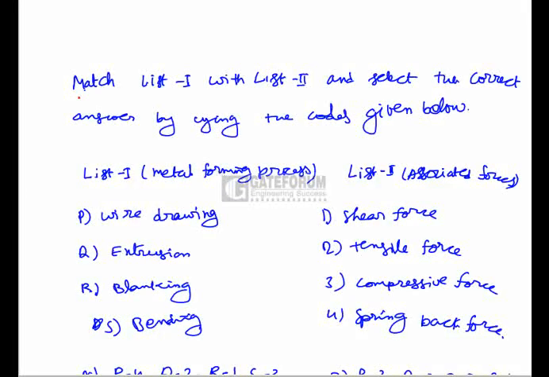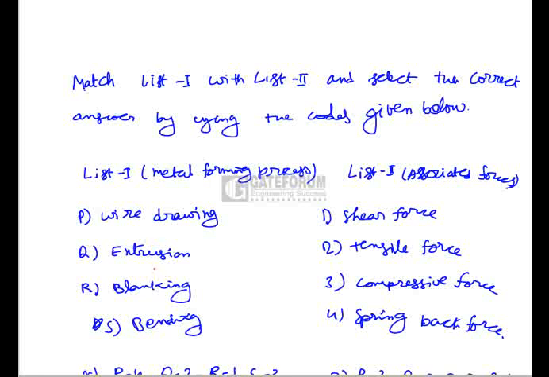Match list 1 with list 2 and select the correct answer by using the codes given below. In list 1 there are 4 metal forming processes, and in list 2 there are associated forces. The processes are wire drawing, extrusion, blanking and bending. Wire drawing is generally associated with the tensile force.